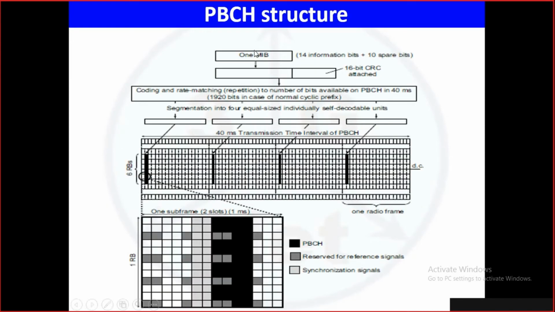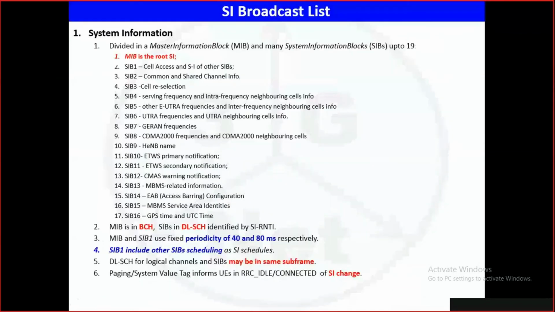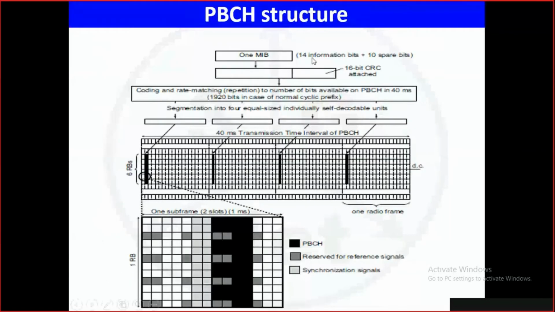Also, when the eNodeB is transmitting the MIB, the MIB is 14 bits of information. But the minimum information I can send is 24 bits, so I add 10 spare bits. That's how the physical layer is designed. Somebody will ask, why are these 10 spare bits? Why am I wasting these zeros?